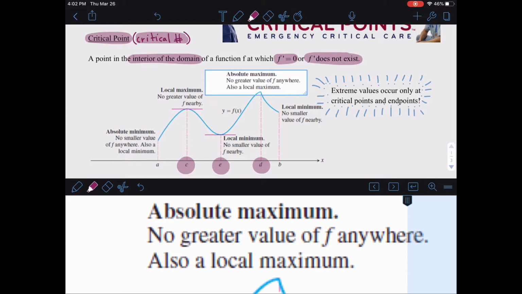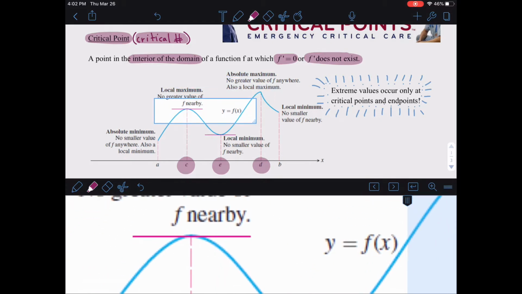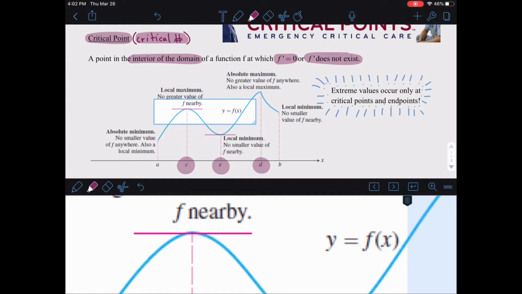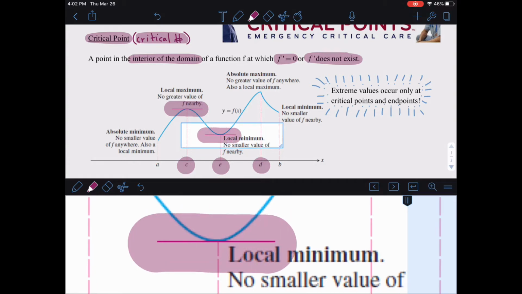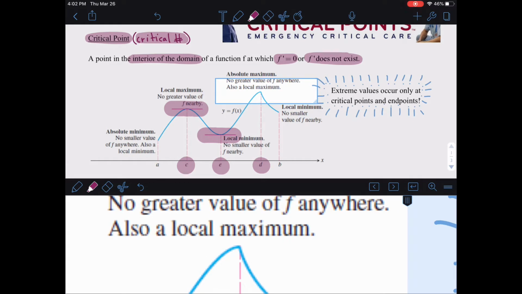Look at the derivative at all of these values. What do we notice? At C, the first local maximum, we have a horizontal tangent line. That means the derivative is 0. At E, at that local minimum, we have a horizontal tangent line, so the derivative is 0. And then at that absolute maximum up there, the derivative does not exist. We call that a corner. You can go back to section 3.2 where we talked about differentiability, and that is clearly a corner there.